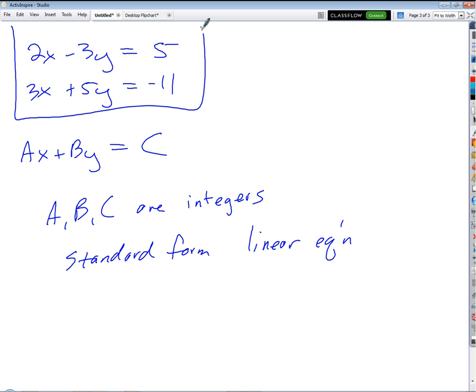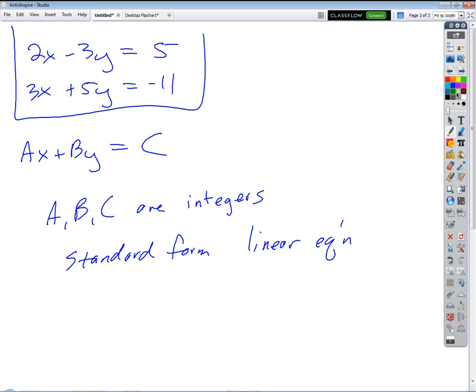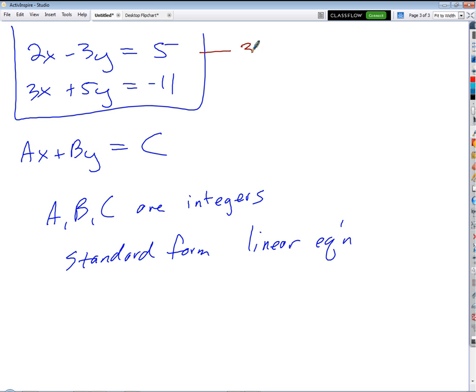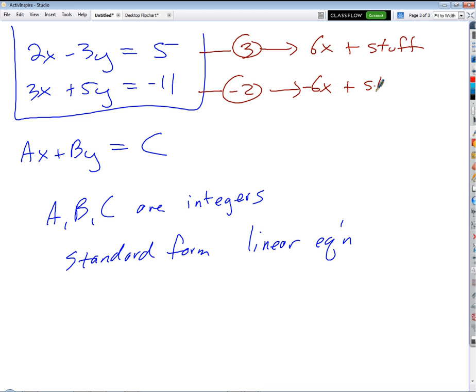Like say, the x's have pretty small numbers. Let's say we want to get the x's to cancel. What could I multiply the top by? I could multiply the top by 3, and the bottom I could multiply by -2. The whole reason for doing that would be, in the top equation, I would get 6x plus some other stuff. And on the bottom one, I would get what? -6x plus stuff. And the whole reason I do that is so the x's would cancel, and I'd be left with just y's.